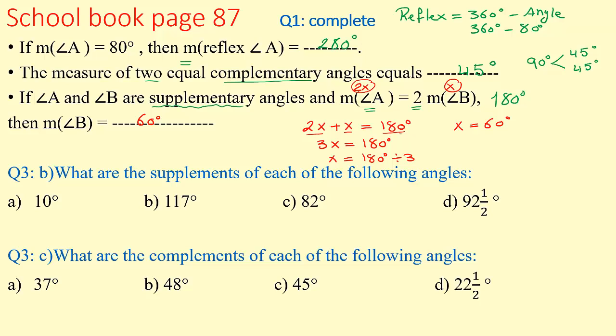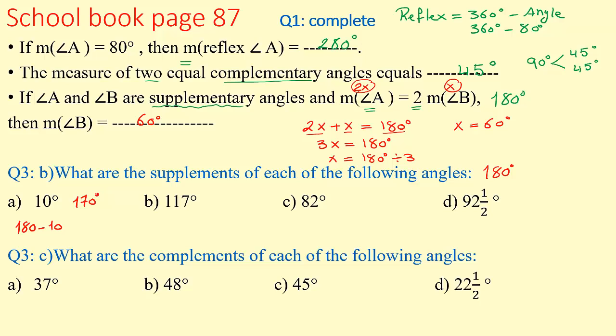What are the supplements of each of the following angles? We said that two angles are supplementary if when I add them together they have the sum of 180 degrees. What if I have only one of them? Can I find the other? Yes. Simply, in number A, if I know that one of the supplementary angles is 10 degrees, to find the other, I'm going to make 180 minus 10. So this angle is going to be equal to 170 degrees. The angle which supplements 10 degrees is 170 degrees.